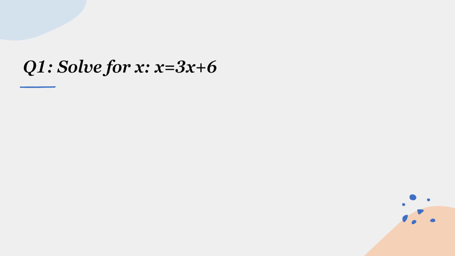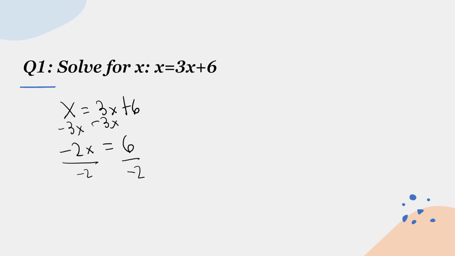So let's get into our first example, which is x is equal to 3x plus 6. Since we want the x on one side, we would subtract 3x from both sides. You get minus 2x is equal to positive 6. We don't want the minus 2, we want x just by itself. So we would divide by minus 2 on both sides. You get x is equal to 6 over minus 2, which is equal to negative 3. So x is equal to negative 3.